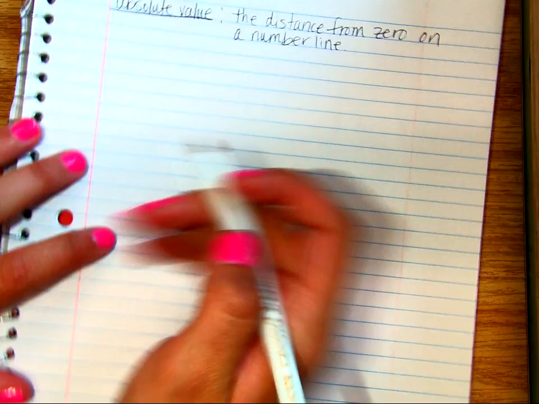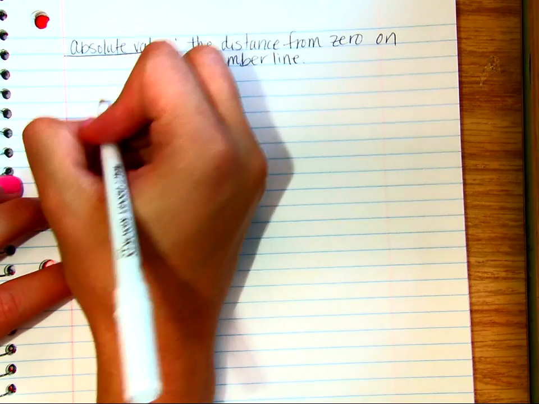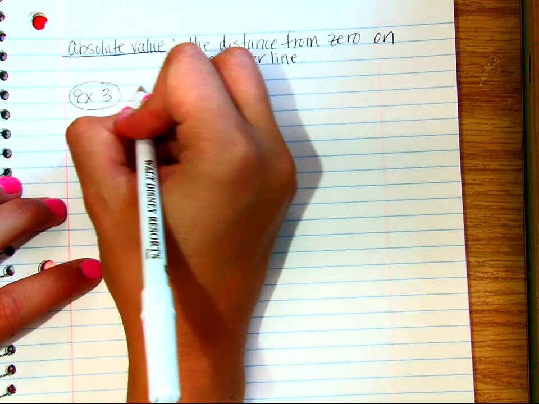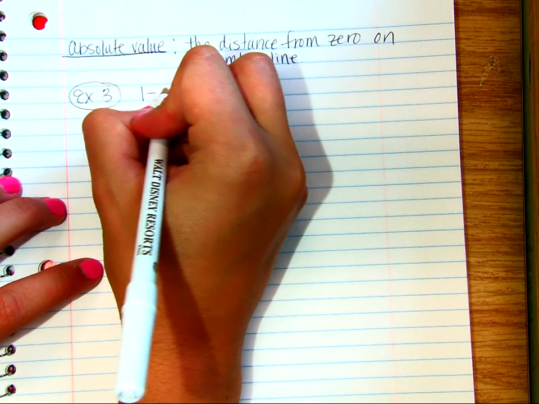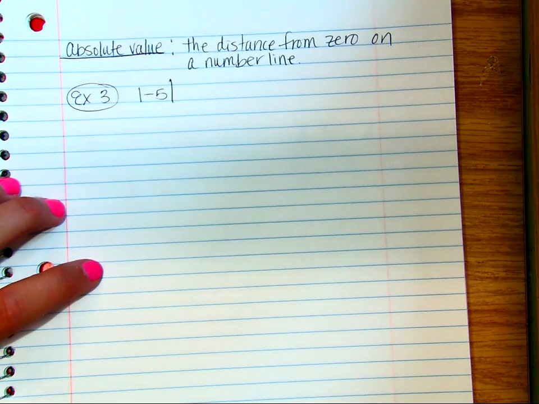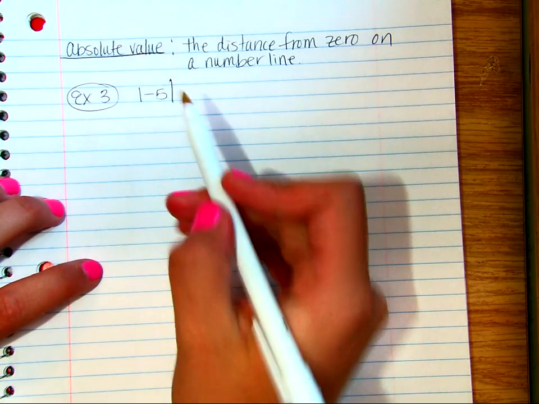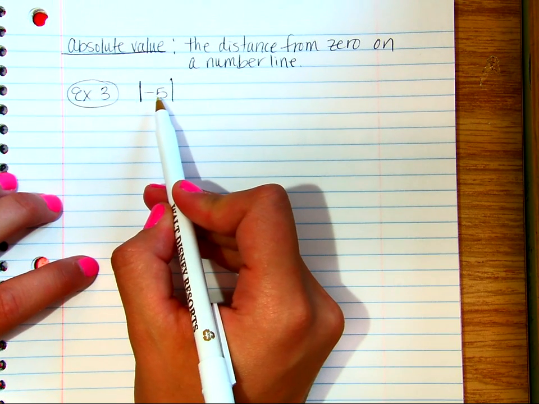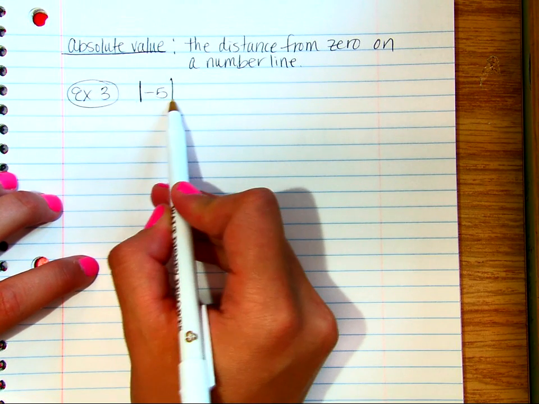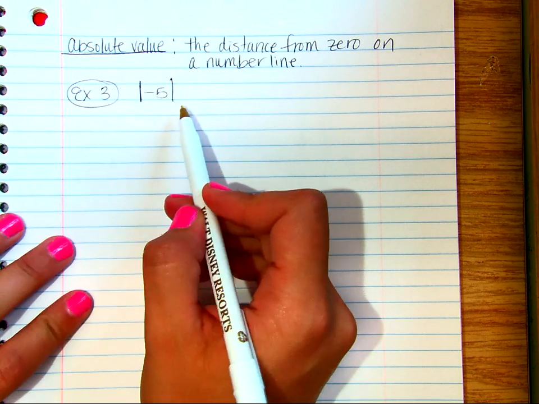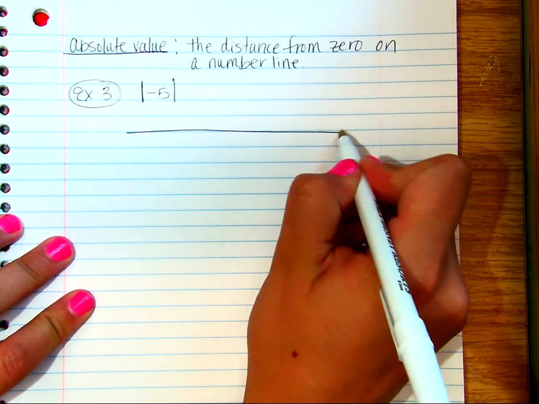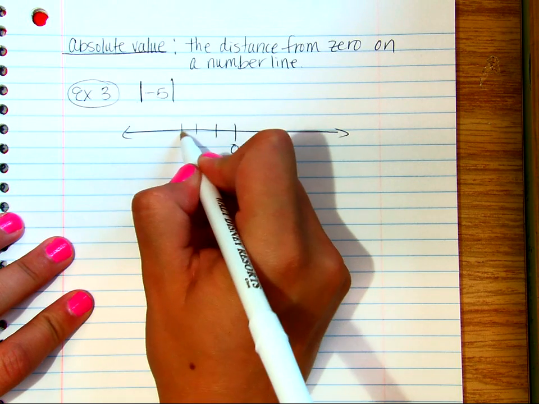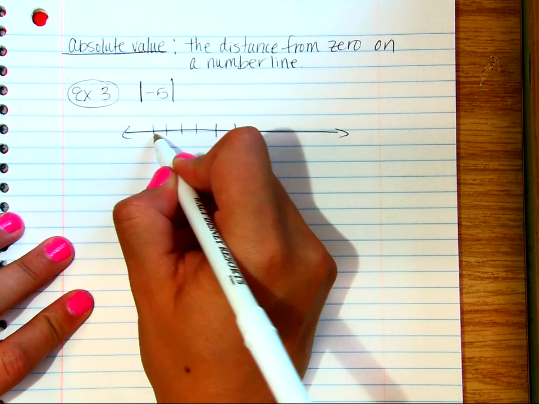So, for example, let's say, example 3, I asked you to find the absolute value of -5. By the way, these two bars around a -5 mean absolute value. So this is asking for the absolute value of -5. If we look at a number line, -5 is over here. -1, 2, 3, 4, 5.